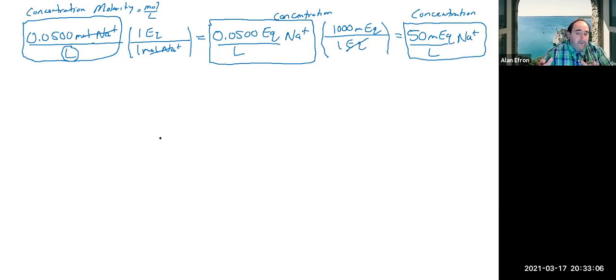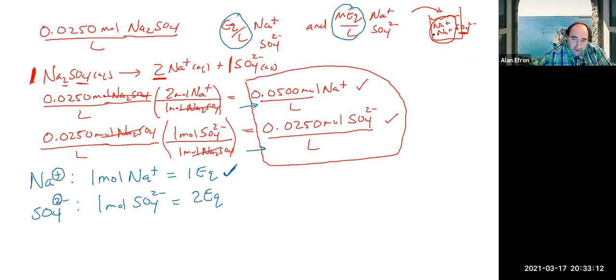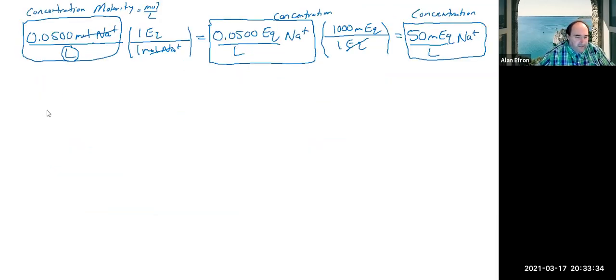Now that's only one part of the solution, right? That is just the concentration of those sodium ions floating around in that solution. We still have the sulfate ions floating around in that solution. So we could do the same calculation for the sulfate. We're going to start with the original concentration of the sulfate, which was that number there.